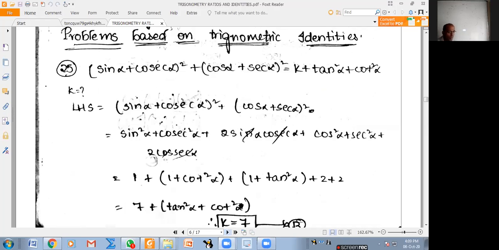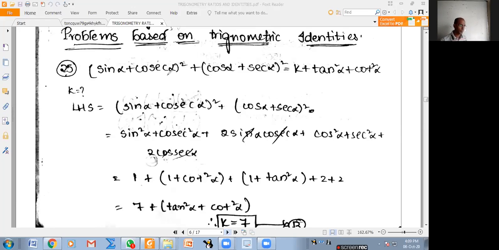Yeah, 25 onwards, so practically not much of theory. Only 3 formulas. What is that? Sin square theta plus cos square theta is 1. Secant square theta minus tan square theta is 1. And cosecant square theta minus cot square theta is 1. These are the 3 trigonometric identities. Just manipulating that, so many formulas.